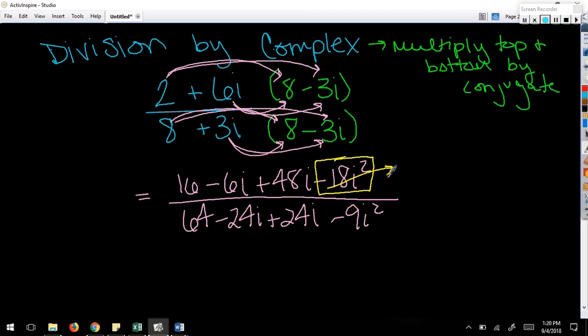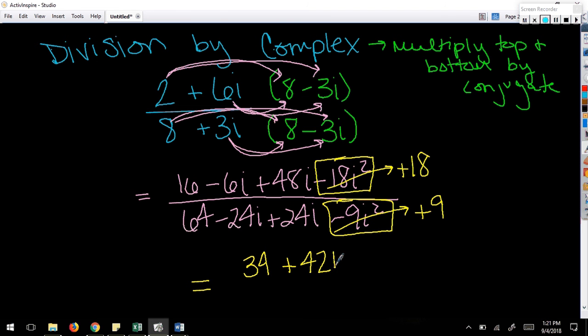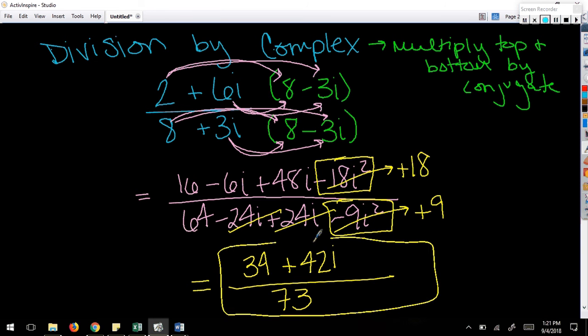Negative 18i squared is the same thing as positive 18. Negative 9i squared is the same thing as positive 9. Look up top, gather up your whole numbers. What do you have? 16 and 18? 34. Negative 6i and 48i? 42i. Look at those i's that canceled out so nicely. Over 73.